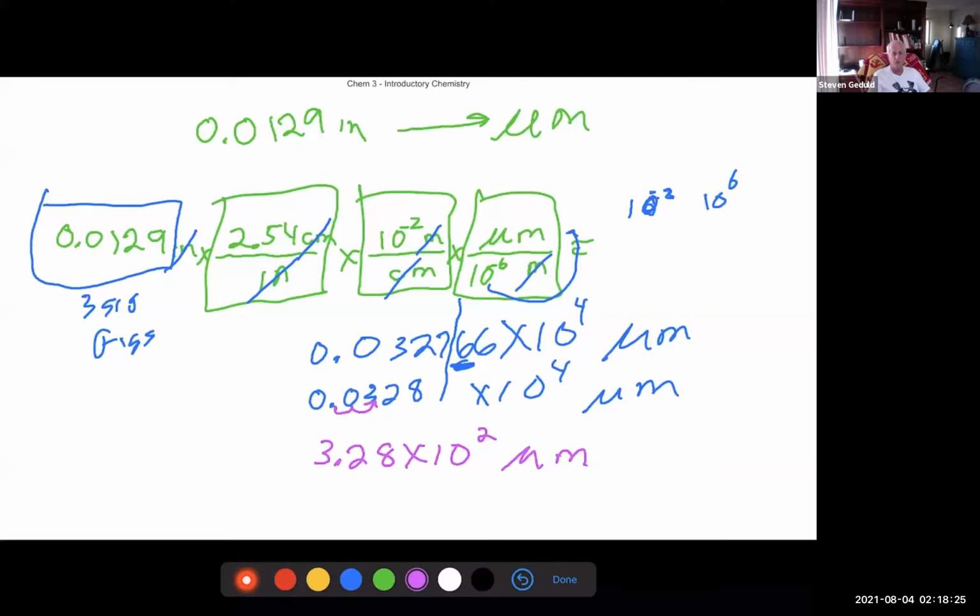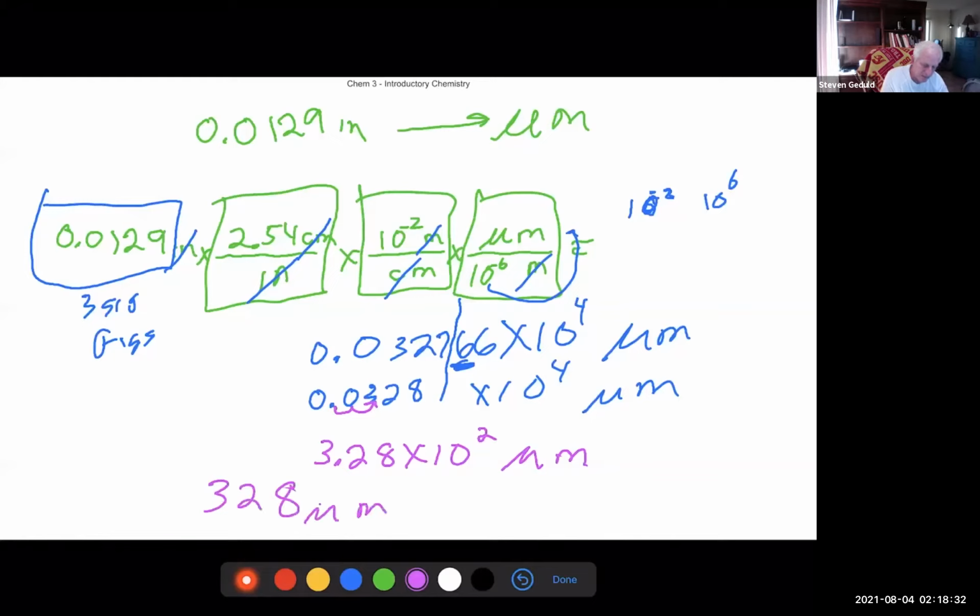Okay, you could also put 328 microns, same exact number. This is in scientific notation. And the other one is just the regular digits. So it's 328 micrometers, or 3.28 times 10 to the 2 micrometers. All right. I hope that's making some sense there.